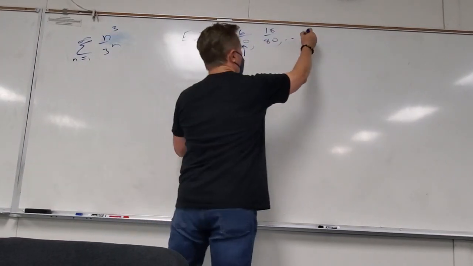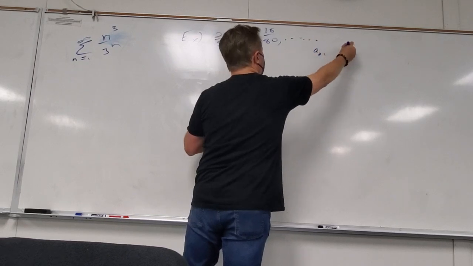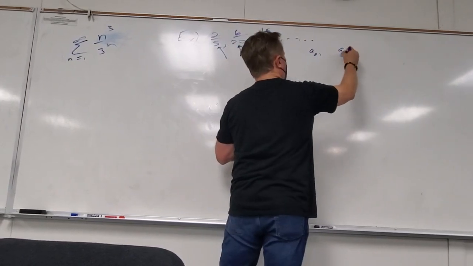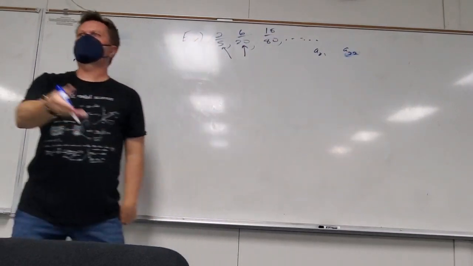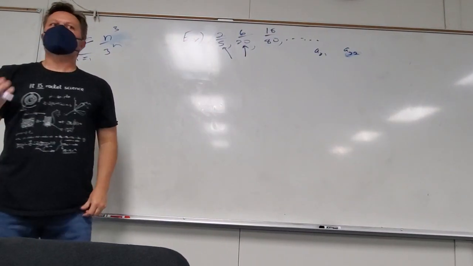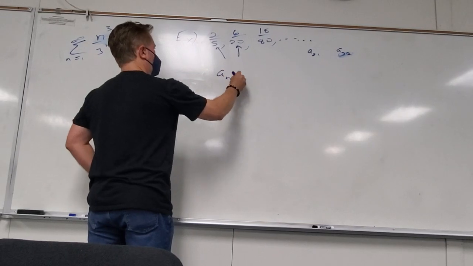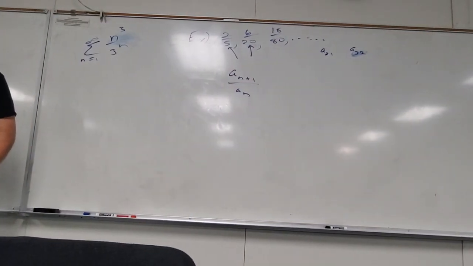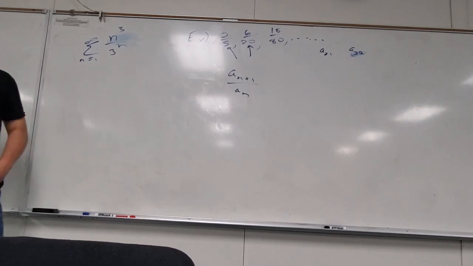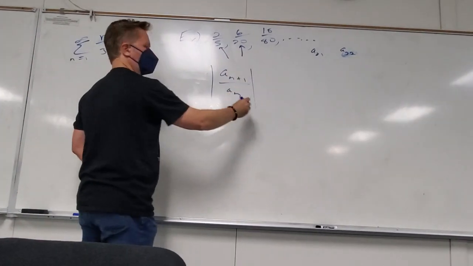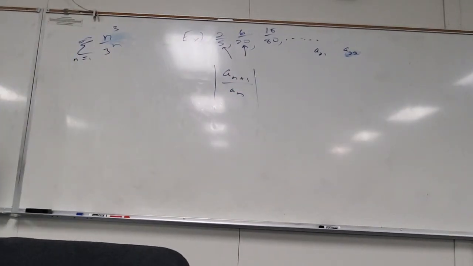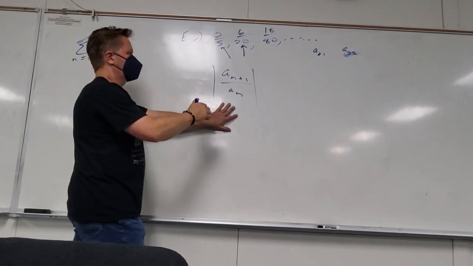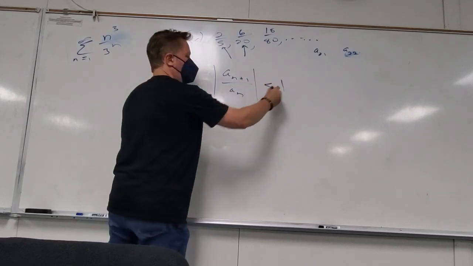Does it really matter? If I told you what the 21st and 22nd elements were, and I told you it's geometric, couldn't you figure out what the R is? You just take A22 divided by A21, right? So in general, couldn't I just take one divided by the one before it? And then I might as well do this, because it's absolute value. So what's got to be true about this? If it's geometric, this has got to be less than 1, right?